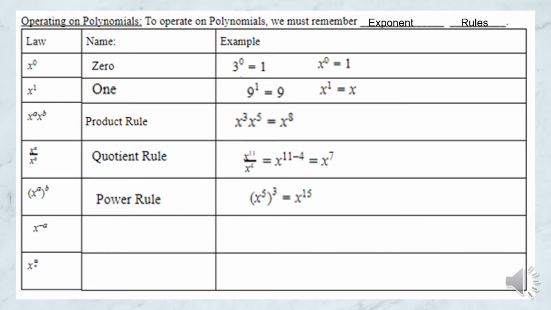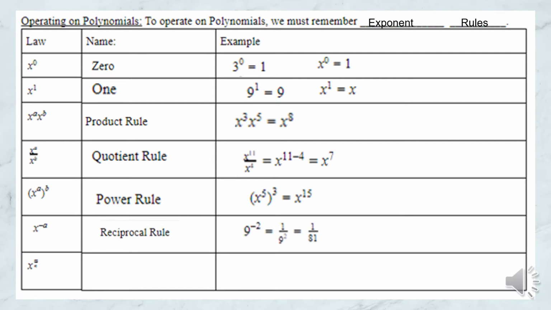The power rule can sometimes get confused with the product rule, so let me make this very clear. When I have a power rule, I have something with an exponent being squared or cubed or raised to the 4th, 5th, 6th power. It's different than me multiplying two separate things with exponents. If I have something raised to a power, I multiply the exponents. So here I have x to the 5th cubed, which means I have x to the 5th times x to the 5th times x to the 5th, and that's going to give me x to the 15th.